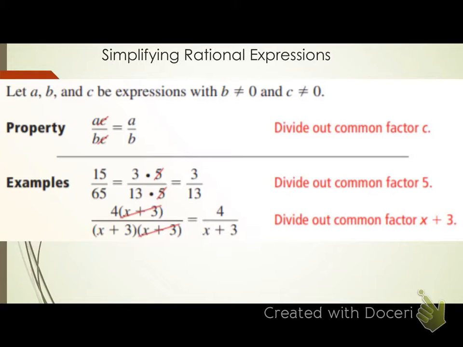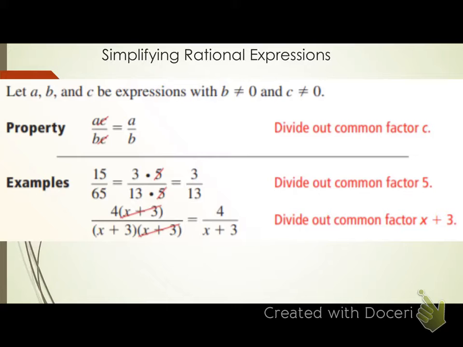And then they give you an example of a rational expression. We have 4 times x plus 3, and then we have x over x plus 3 times x plus 3. They have x plus 3 in the numerator as well as in the denominator. So those cancel out with each other to leave us with 4 over x plus 3. Same concept as just a regular fraction. Everyone good with that? Yes?